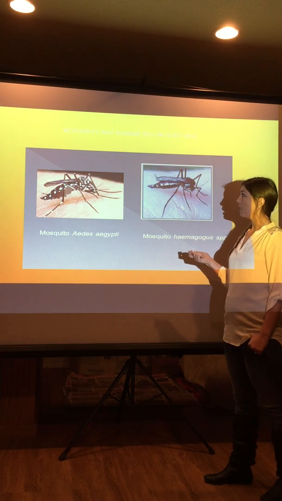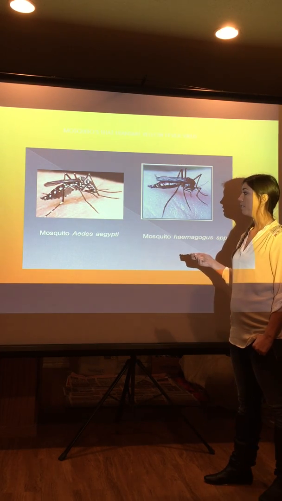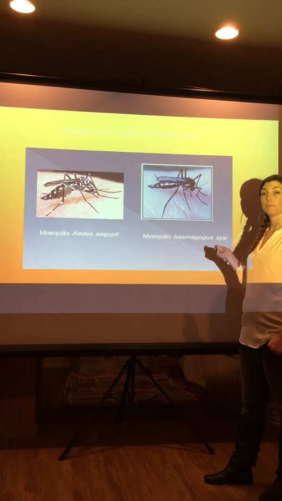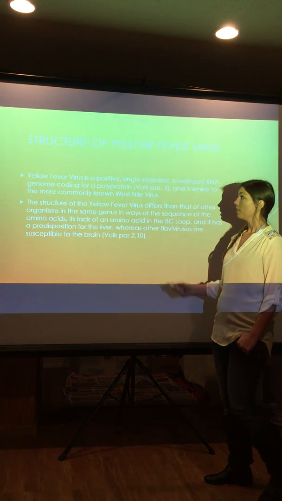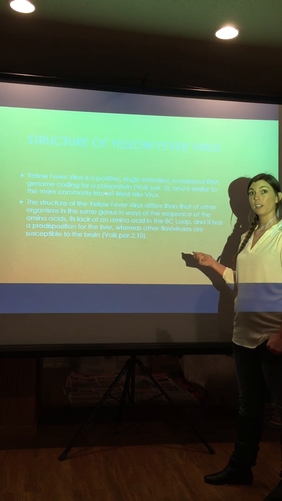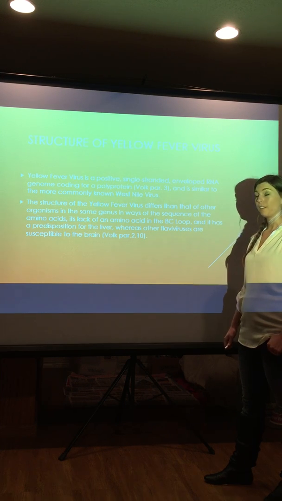These are examples of the two most common mosquitoes that transmit the virus. You have the Aedes aegypti on the left, and you have the Haemagogus species on the right. The yellow fever virus is a positive single-stranded enveloped RNA genome coding for a polyprotein and is similar to the more commonly known West Nile virus.